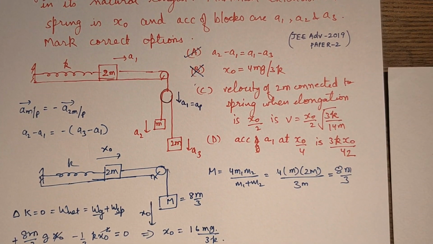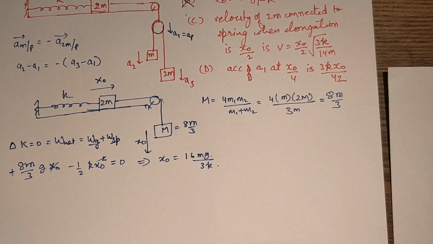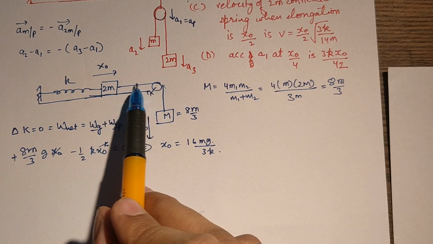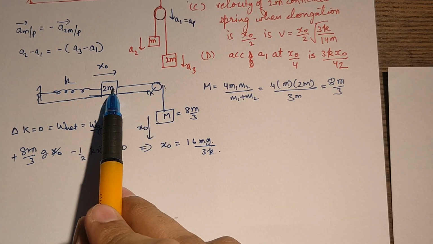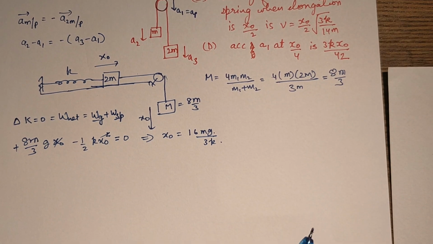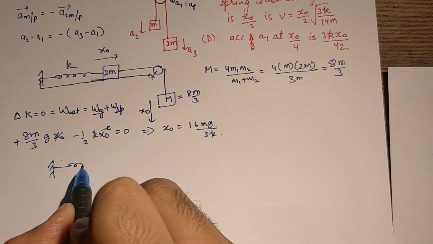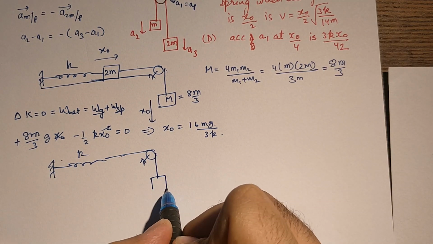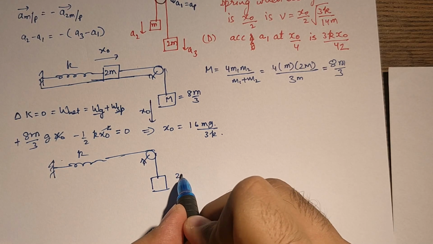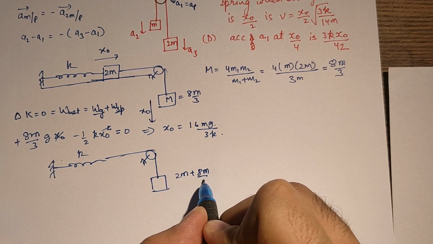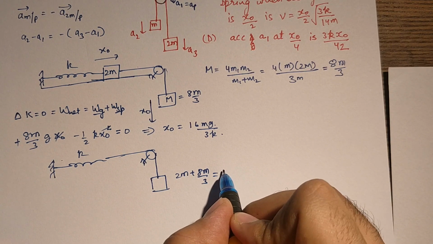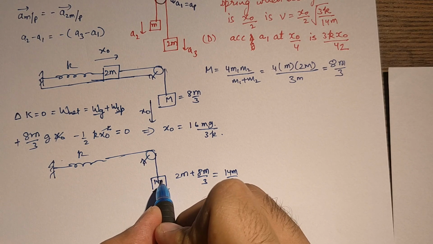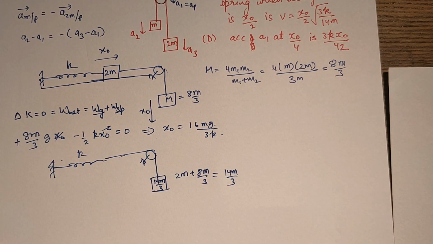Now to look at options C and D, I can further simplify this situation. These two blocks I can draw as a single block because they behave in the same way. This moves rightwards, this has to move down. So instead of these two blocks, I can just draw this pulley and one block whose mass will be the sum of these two blocks, which is 2m plus 8m by 3. So this will be 6 plus 8, which is 14m by 3. This is nothing but one block of mass 14m by 3, connected with this spring.